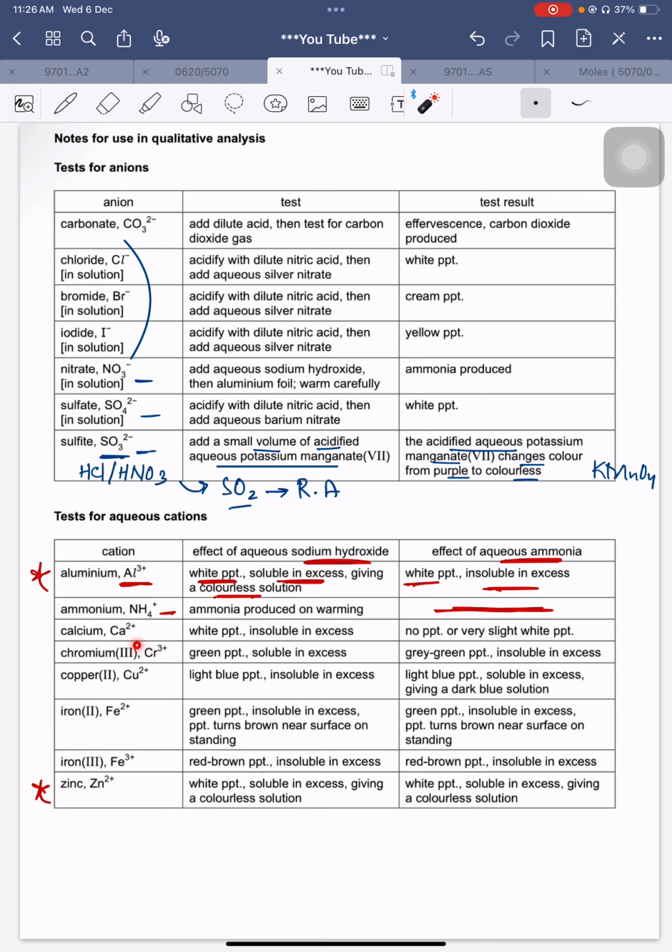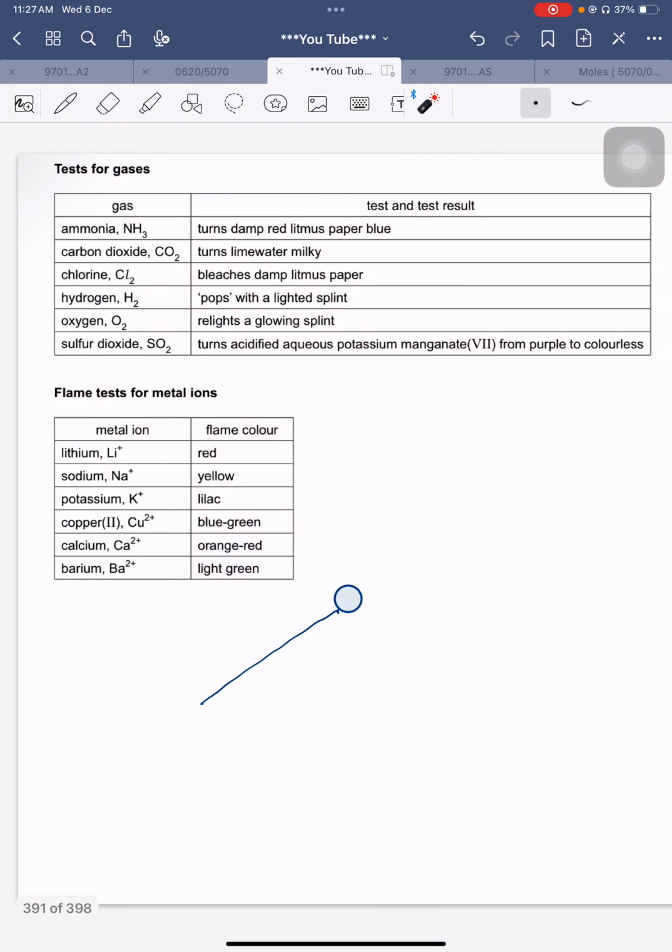And there is specifically a test for chromium. It has been added recently, 2-3 years ago. So chromium gives green precipitates insoluble in excess with sodium hydroxide, whereas with aqueous ammonia, gray-green precipitates insoluble in excess. So please keep these tests in your mind before solving such types of questions.